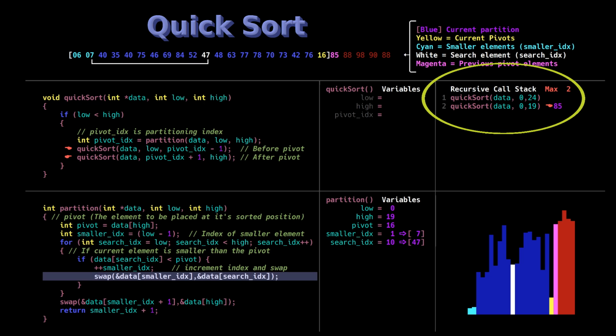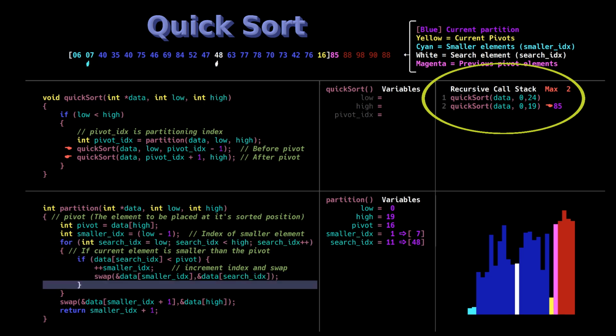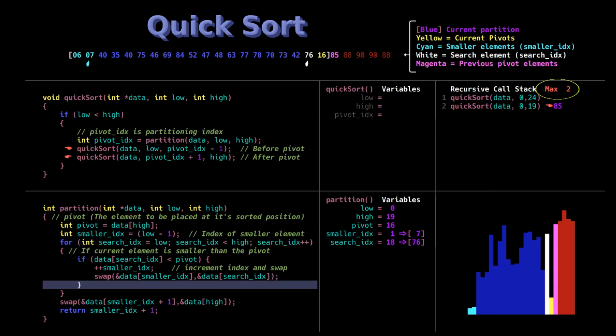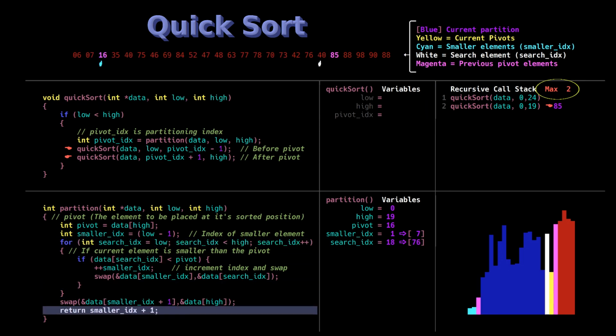Note the recursive call stack. Each time a recursive call is made, it will be displayed here. And the previous pivot will be displayed here with an arrow showing which internal call was made, either the pivot to the left or the right. Note the maximum depth that has been reached is indicated here.